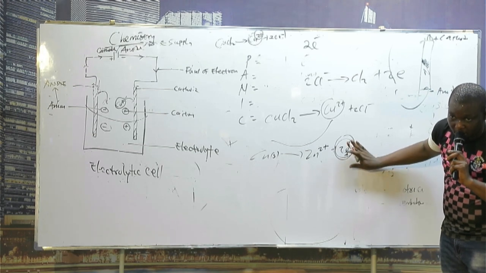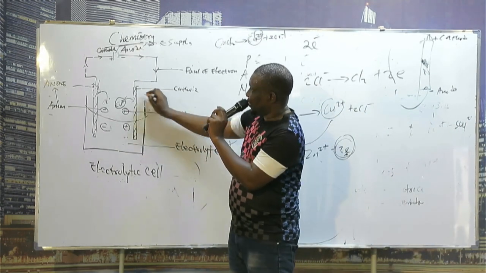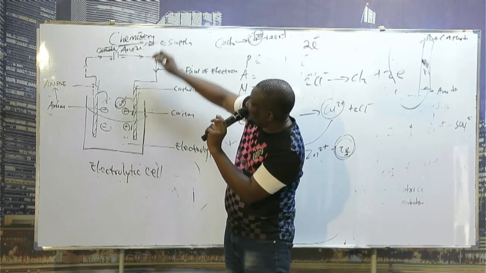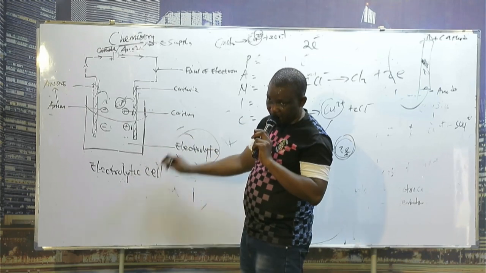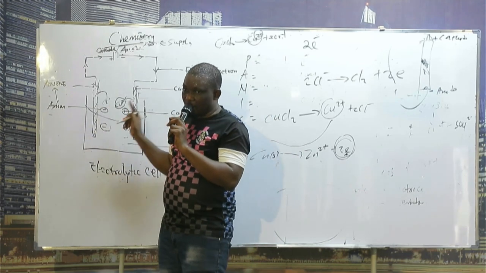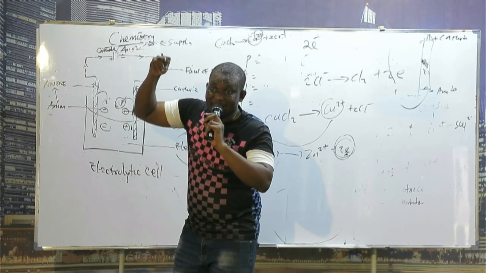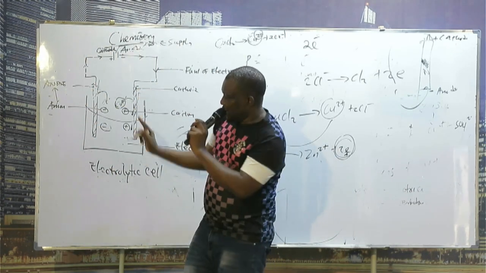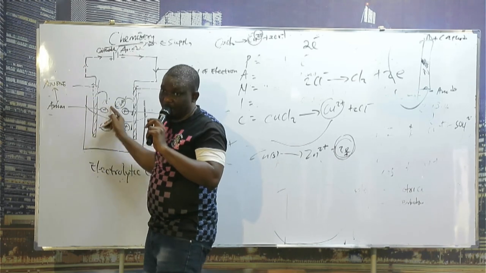This is the electron. How does the electron flow? The electron will now enter here from where? The cathode, the cathode of the electrolytes from the electrolytic cell. If the electrolyte decomposes, copper and chlorine are produced. Chlorine now gives electron here. That electrical energy has now become chemical energy. The electron that chlorine loses is now given up to the anode.